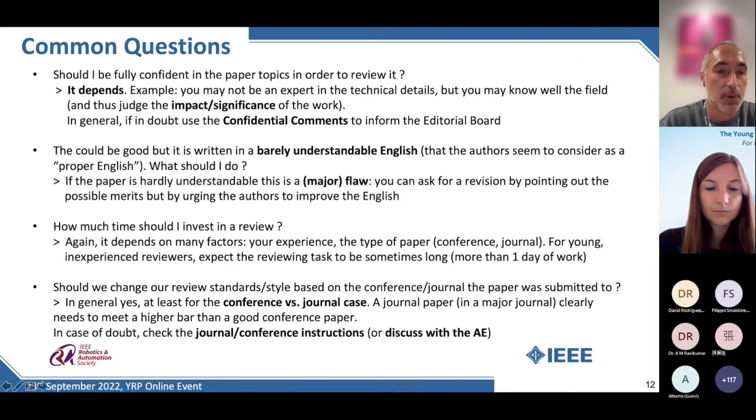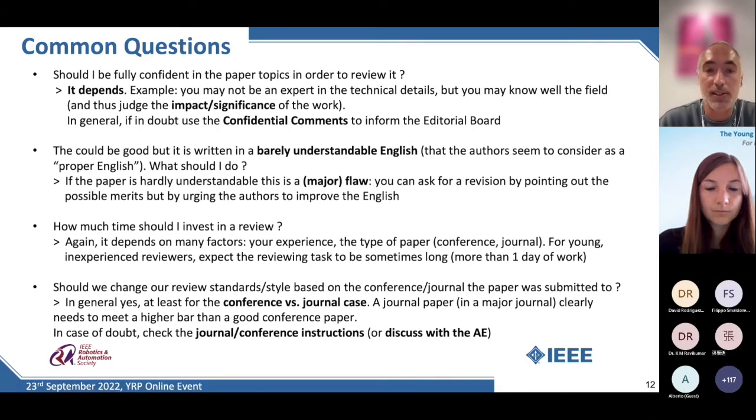So another point is, how much time should I invest in a review? Again, it depends. It depends on your experience and the type of paper. I would say that when you are young, it may take some time. Okay? I remember when I was a young student, I could spend even 2 days of work on one paper, one day to really understand it, another day to understand what I have to write in my review. So it may take some time.